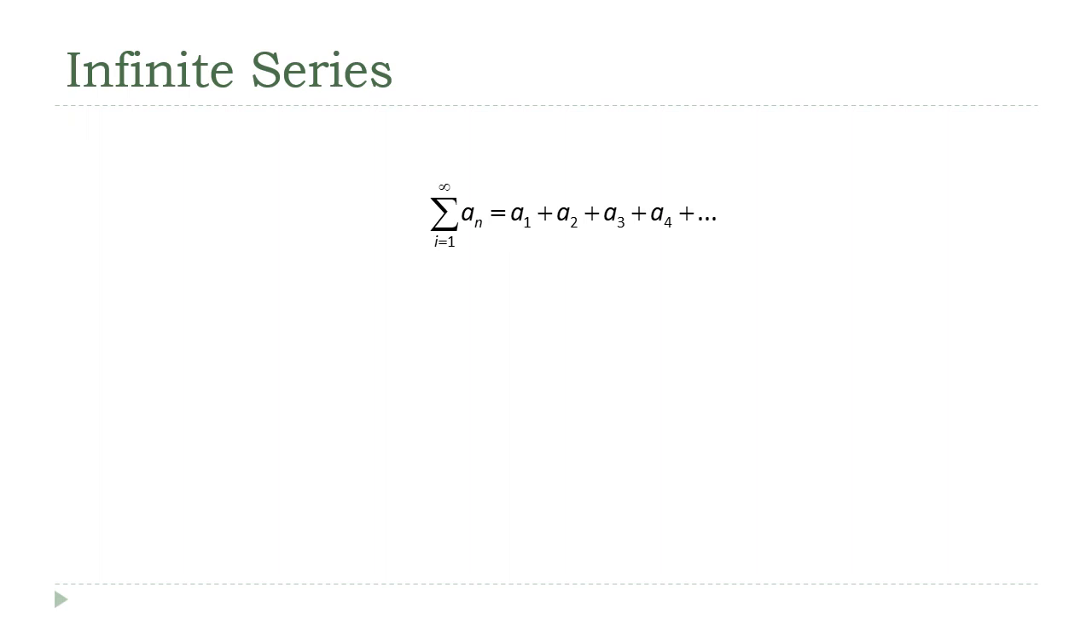So to do that, we're going to define something called the sequence of partial sums. Now, each term in this sequence is equal to the sum of a finite number of terms from the original series. So S sub 1 is just the first term. S sub 2 is the sum of the first two terms, and so on down to S sub n, which would be the sum of the first n terms.